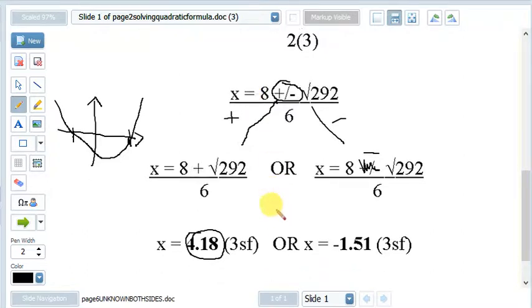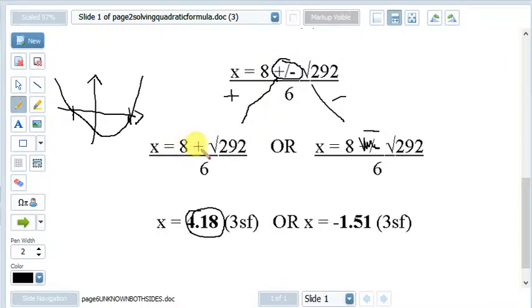So basically when we do 8 plus the square root of 292 over 6, it becomes 4.18, and on our very unsymmetrical U, the 4.18 would be this one here on the right, and the negative 1.51 root would be here. If you're not sure about roots, just get in contact with us and we'll be able to explain roots, parabolas, etc.